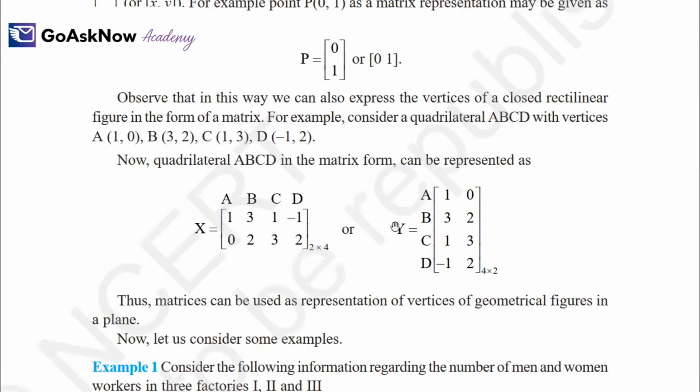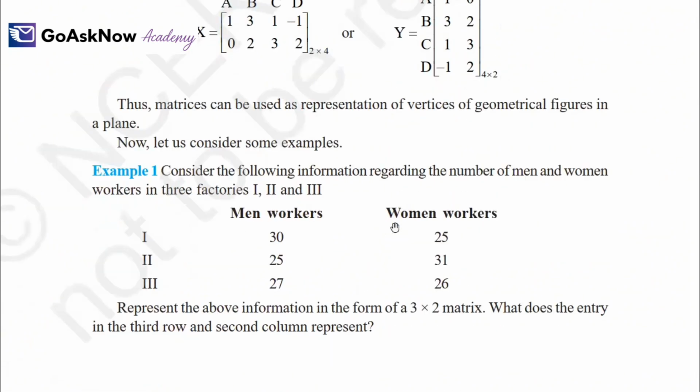Yes, let's move further. Consider the following information regarding the number of men and women workers in 3 factories 1, 2, and 3. There are men whose numbers are 30, 25, and 27 in the first, second, and third factory, and women workers are 25, 31, and 26. So represent the above information in the form of a 3 cross 2 matrix.